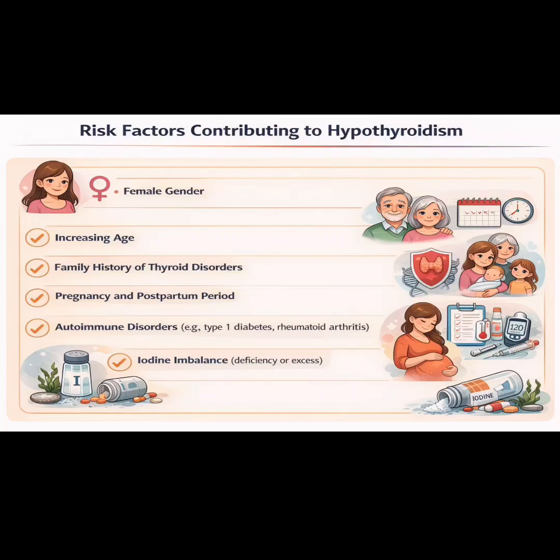Now we'll talk about the risk factors contributing to hypothyroidism. It mostly occurs in females. It can occur due to increasing age. There can be a family history of thyroid disorders. It can occur during pregnancy and the postpartum period. Autoimmune disorders are there. And there is an iodine imbalance also. It can be a deficiency or excess.